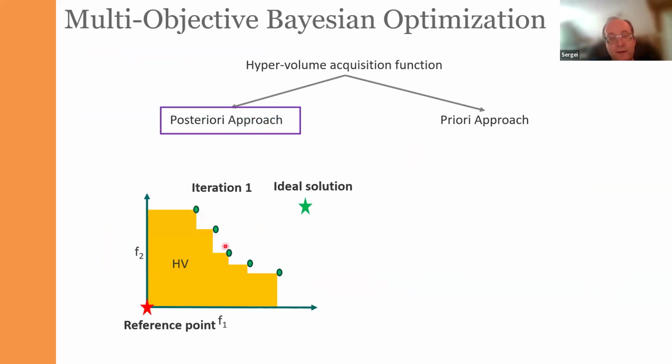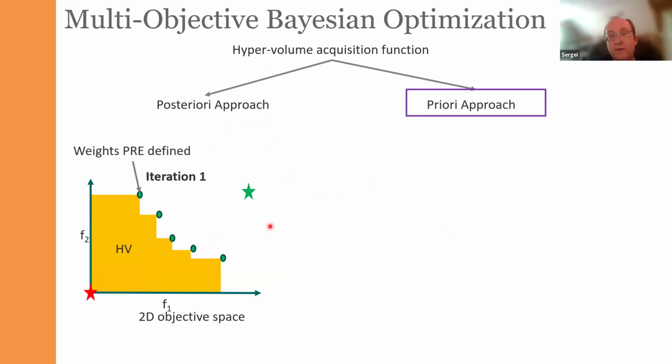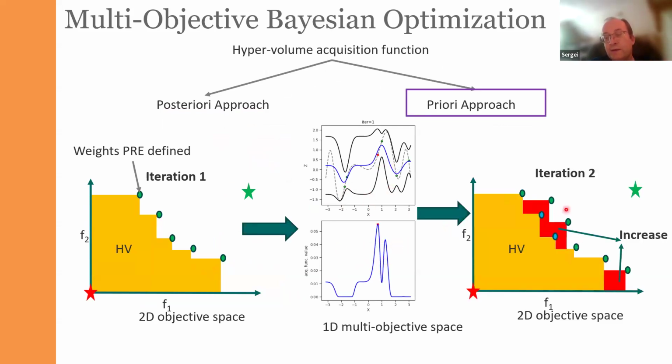So for example, if this is our first iteration and this is the ideal solution in our parameter space, we somehow can explore the posteriori approach for the hypervolume formed by the points. So in this case, the weights are not specifically defined. The second way we can use it is the priori approach, where we calculate the perspective functions in the multi-objective space, and then we start to calculate the hypervolume in this objective parameter space. So this is fairly complicated. The important thing to know is the names of the acquisition functions.